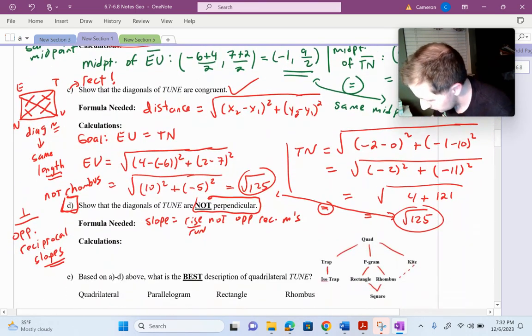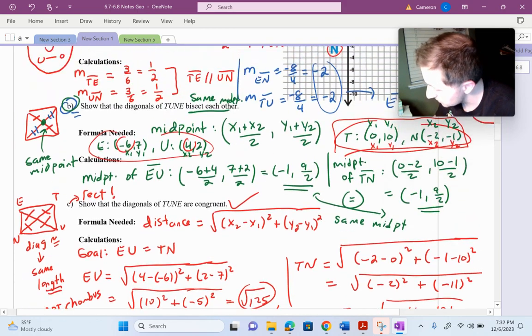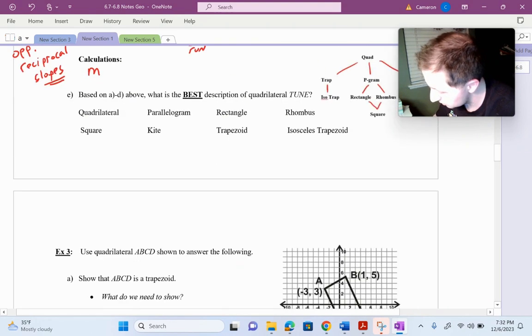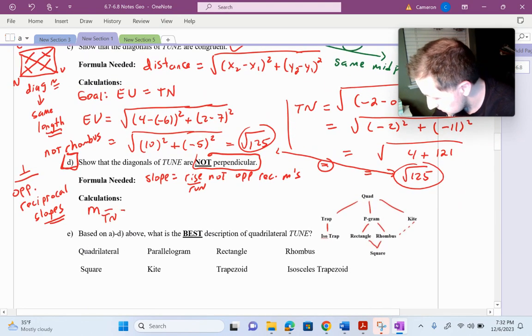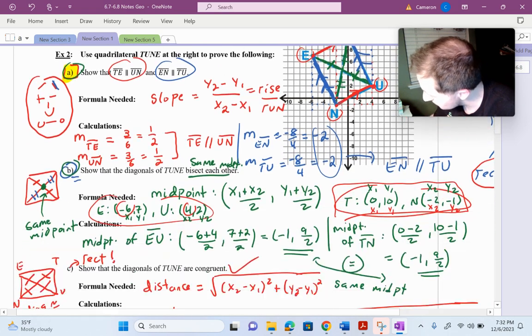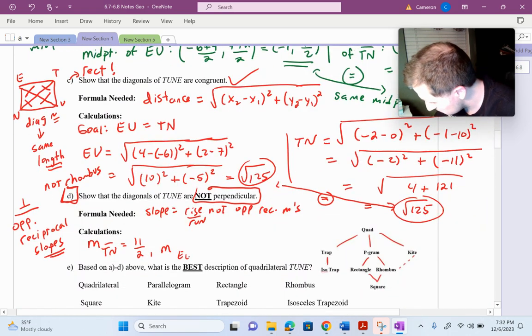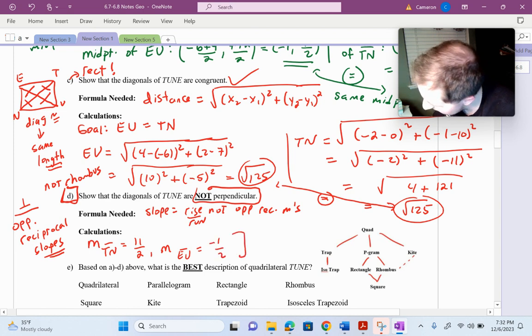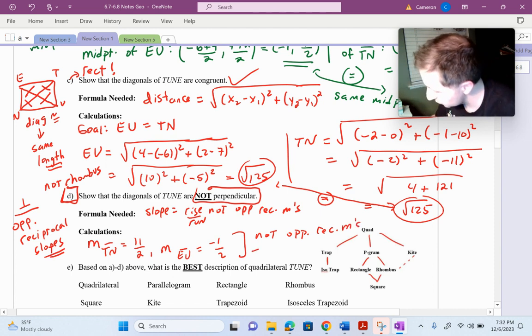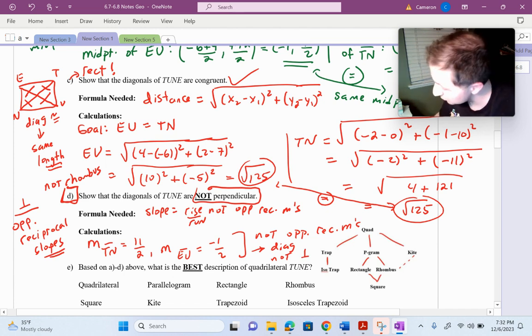So I'm just going to copy what I had at the top. Slope of TN is 11 halves. Slope of EU is negative 1/2. And so these are not opposite reciprocal slopes. Therefore, the diagonals are not perpendicular. So this is not a rhombus. That's what we've just ruled out. The diagonals don't intersect at 90 degrees.